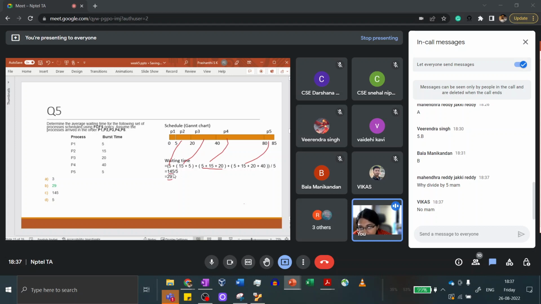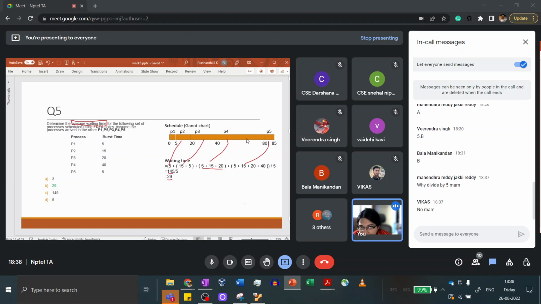Then it's 145. But here the question is average waiting time, which means it is across all these processes, and you want the average of all the waiting times. So there are 5 processes here. You take all of their waiting times, add them up, and then divide by 5, which is basically averaging, right? And that's why it's divided by 5.